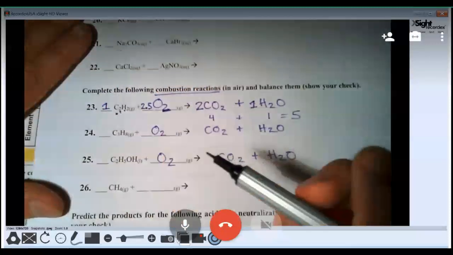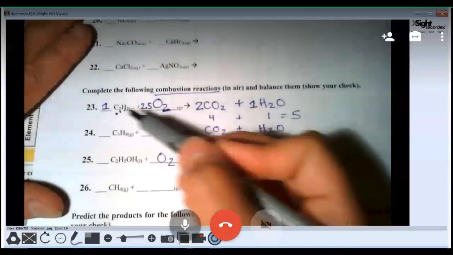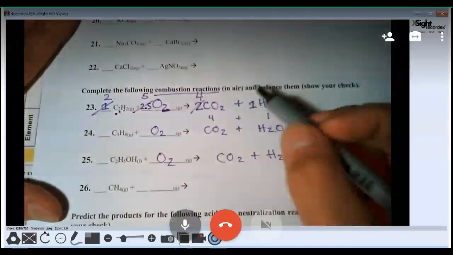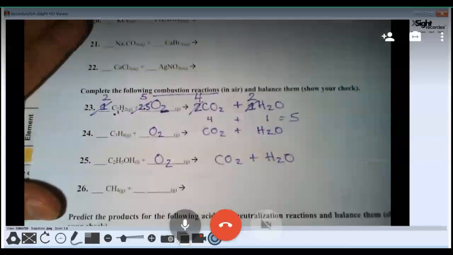It's basically like algebra. What you do to one side, you can do to another. What you do to one coefficient, you can do to all the rest. So double this and make it a 2. I'm gonna double this and make it a 5. Double this and make it a 4. And double this and make it a 2. And then I have a balanced equation with all whole numbers. Does that make sense?